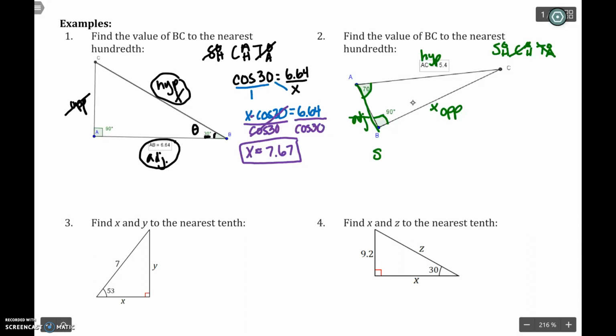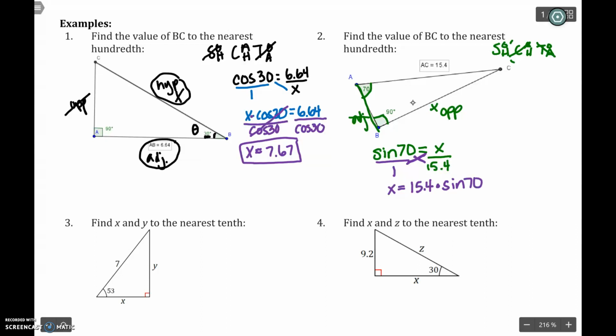So we're going to set that up. Sine of the angle, which is 70, is equal to opposite over hypotenuse. So x over 15.4. And then just like last time, we're going to cross multiply to get x by itself. When I do that, 1 times x is just x. And 15.4 times sine 70 is, like I said on the last one, going to be written just like that.